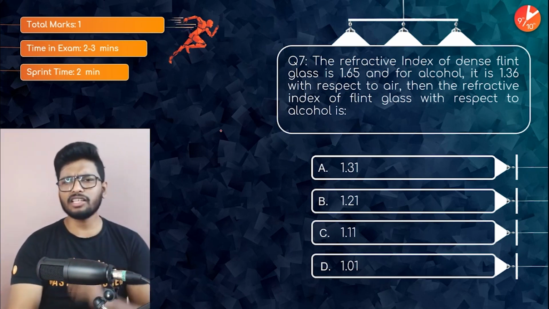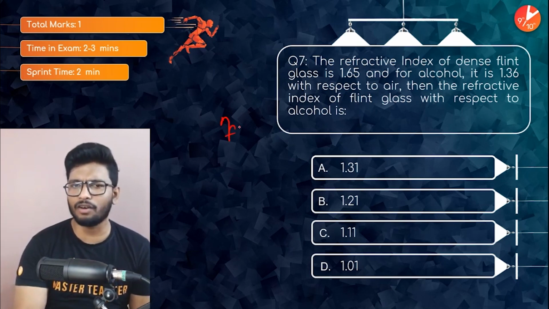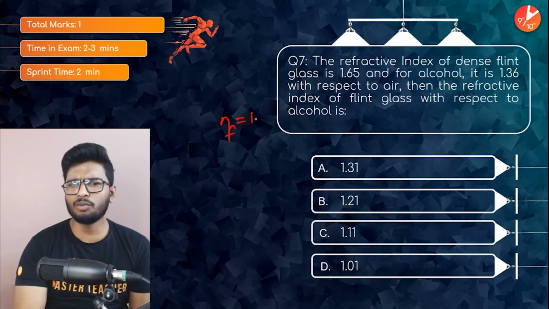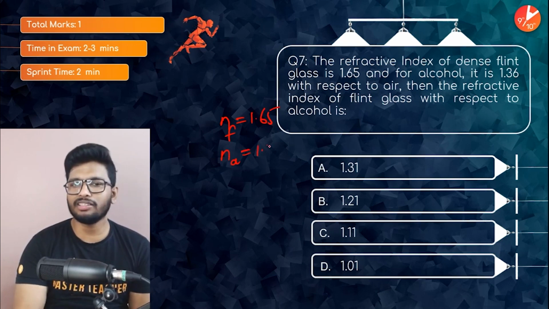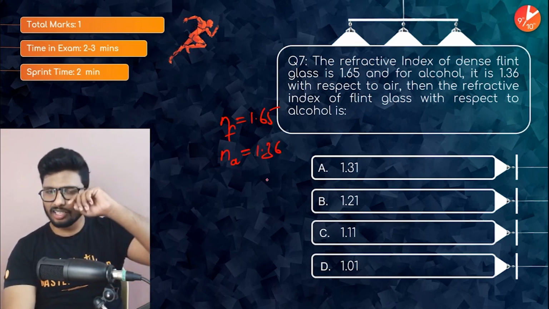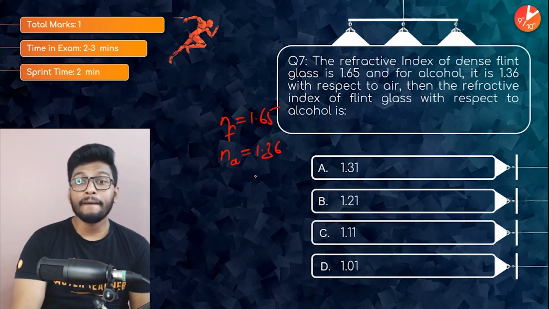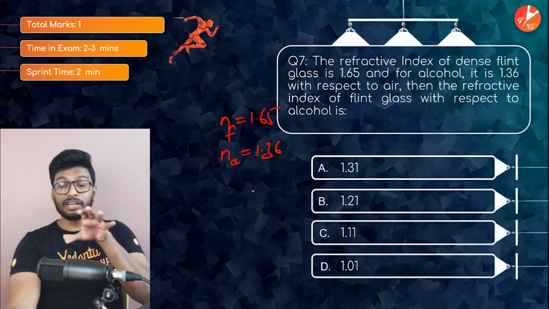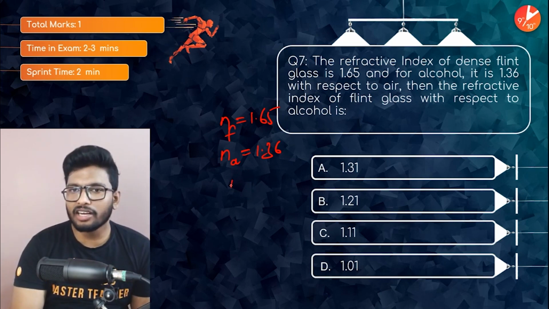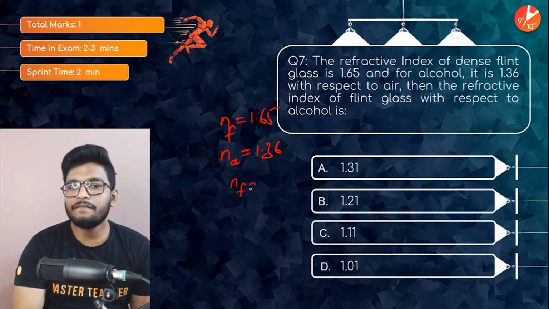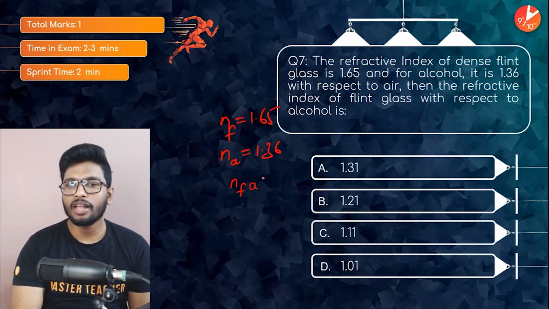All right. So refractive index of flint glass, I'll write it as NF. Flint glass is 1.65. The refractive index of alcohol, the alcohol is given as 1.36, and A is nothing but refractive index of alcohol. I'm trying to find out the relative refractive index. So I want to find out the refractive index of flint glass with respect to alcohol. So what will it be?